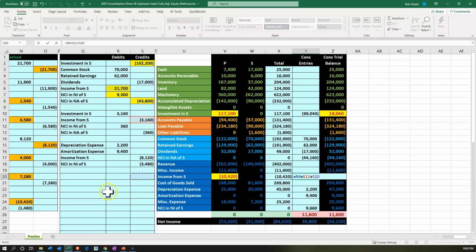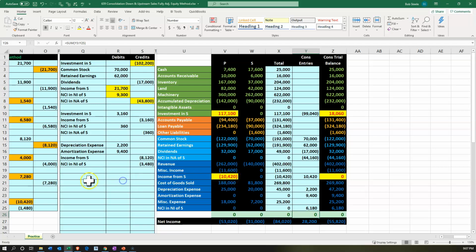That's going to be the 8,120, which you could see here. And then the other side is going to go to the non-controlling interest down here on the income statement. And that's going to be the 3,480. So that should put us back in balance.